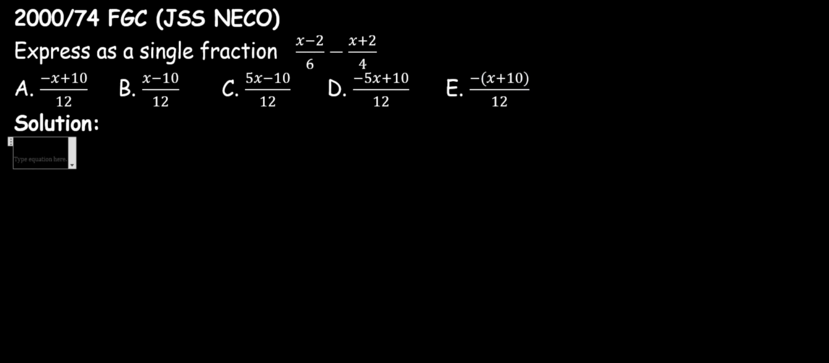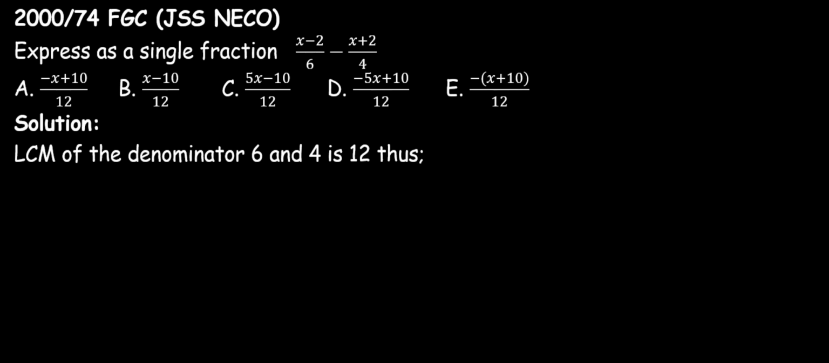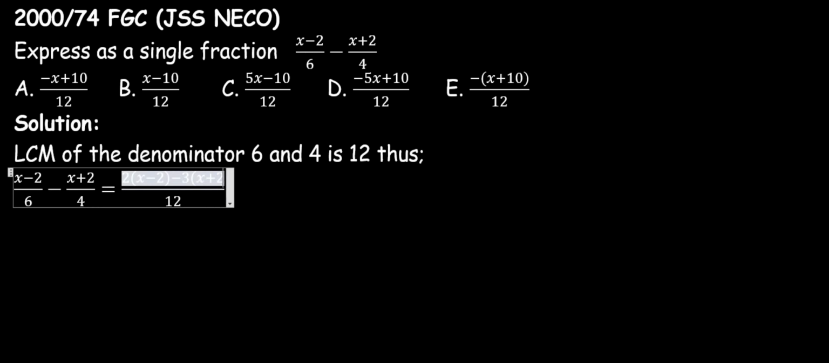Solution. LCM of the denominators 6 and 4 is 12. Thus, our given problem can be equated to denominator 12, which is the LCM. When 6 divides 12, you have 2. So 2 will now multiply the first item, which is x minus 2, and we use a bracket to cage it. Then when 4 divides 12, you get 3. So 3 will now multiply the next item, which is x plus 4. You use a bracket to hold it intact. Remember, your minus sign is there.